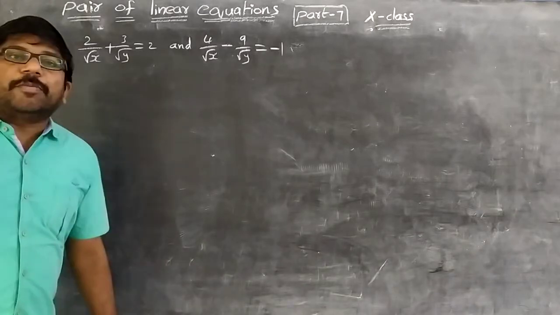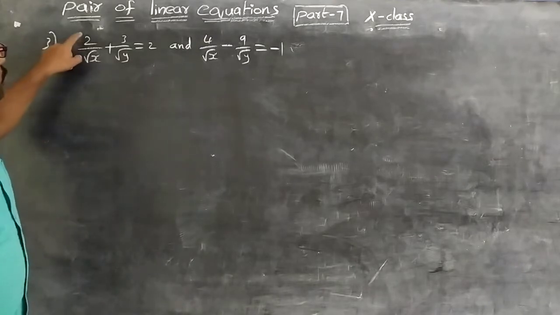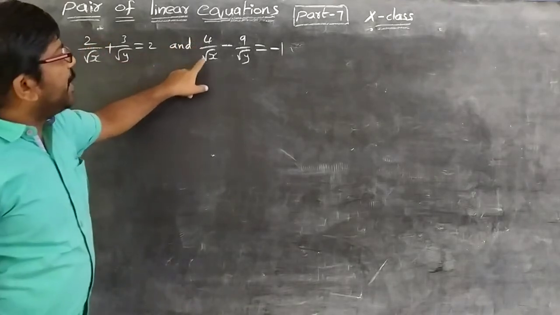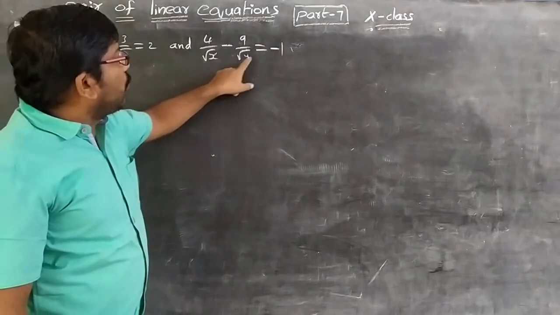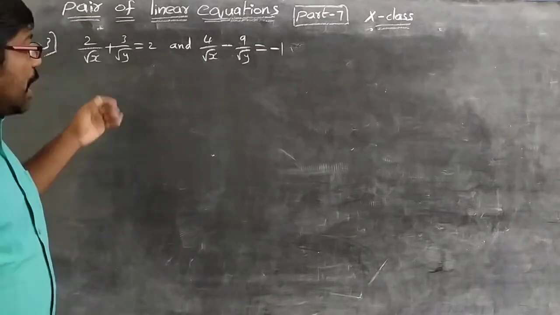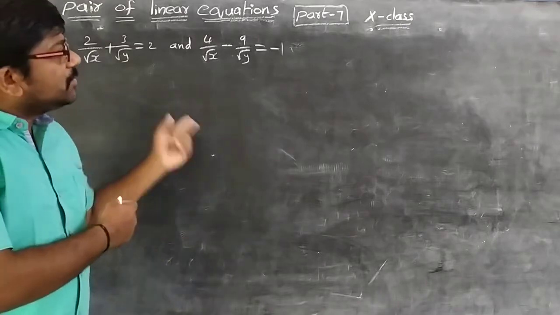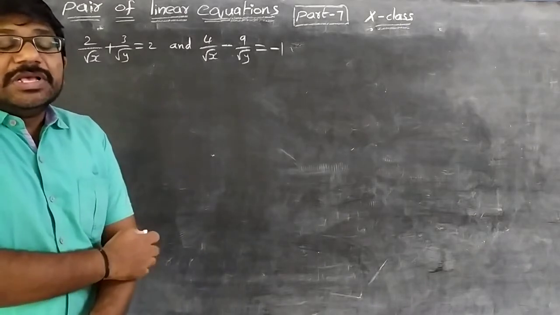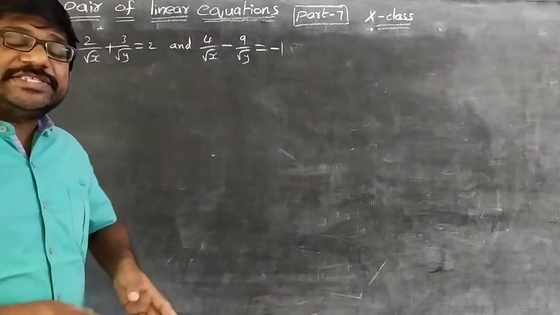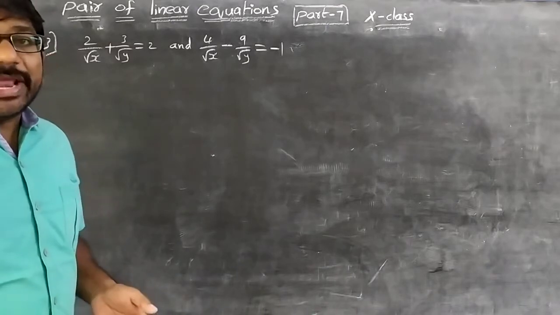Yes, go for the third problem. Solve the system of equations 2 by root x plus 3 by root y is equal to 2, 4 by root x minus 9 by root y is equal to minus 1. Now we have to solve this pair of equations, but it is not a pair of linear equations. So we have to convert it into a pair of linear equations in two variables by substituting a suitable value.